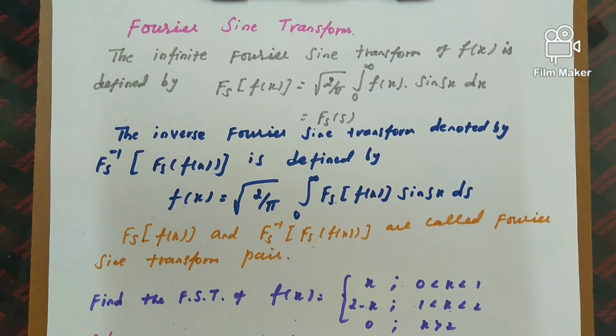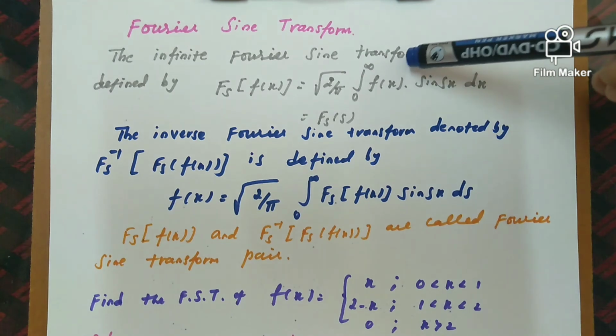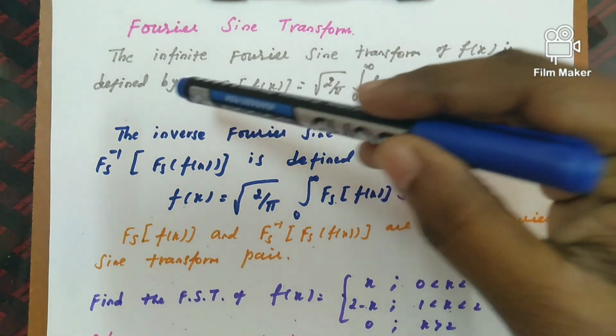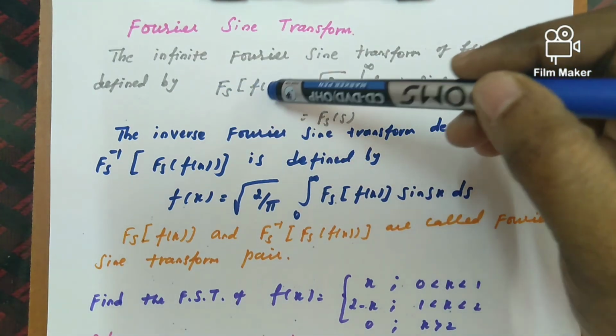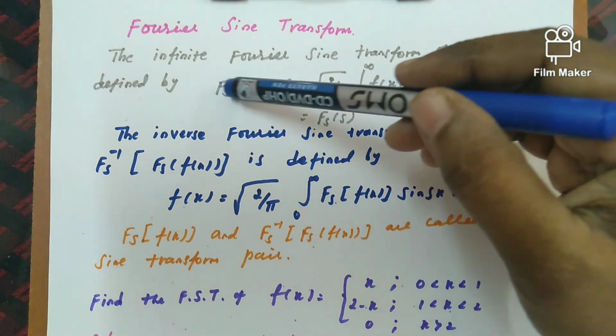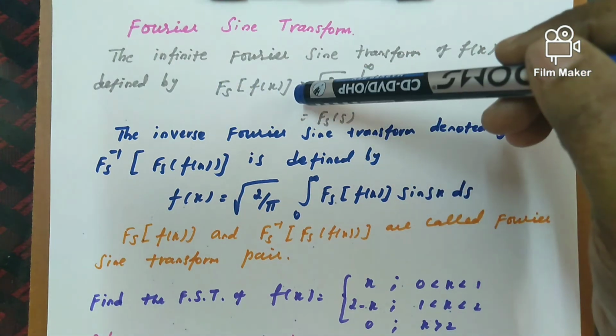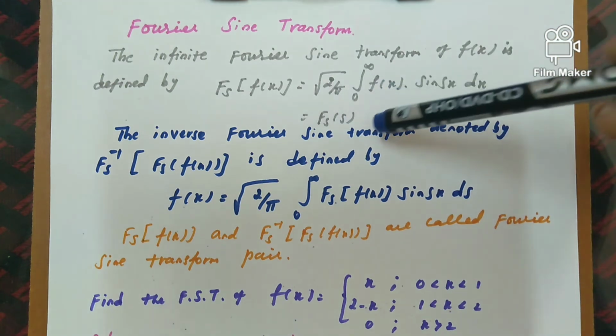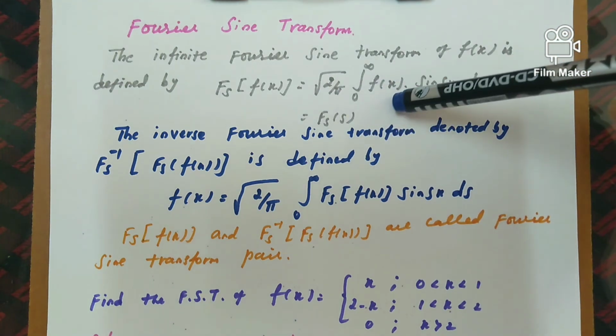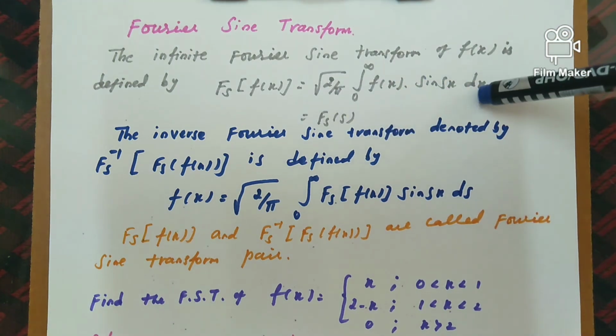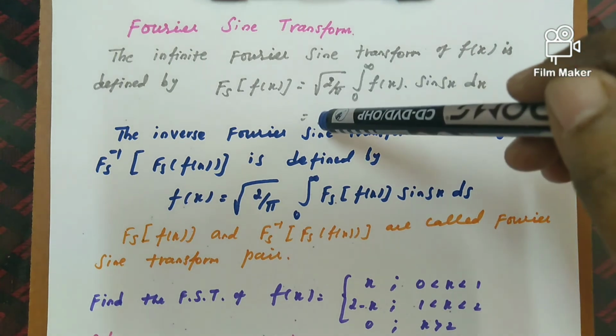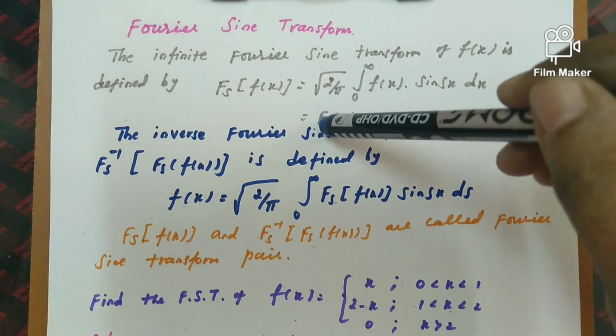Today the next topic under the Fourier transform is Fourier sine transform. First we will see the definition of Fourier sine transform. The infinite Fourier sine transform of f of x is defined by F_s of f of x, where the suffix s denotes sine, equal to root of 2 by pi integral 0 to infinity f of x sin sx dx, which is equal to a function of s, F_s.